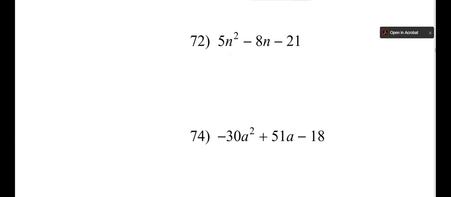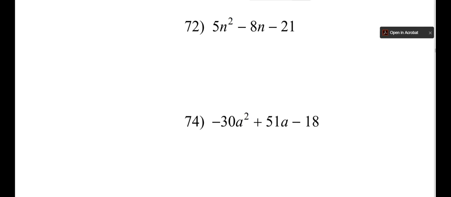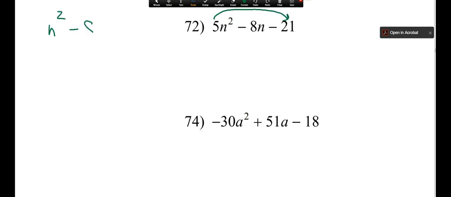Okay. Does number 72 have a greatest common factor? Is there any number that goes into 5, 8, and 21? I don't think so. You're right. So this is a Berry method candidate. Okay, so let's see if we can practice this. So first I'm going to take the 5 times the 21, and that's going to give me n squared minus 8n. What's 5 times 21? Or negative 21? 105. Okay, all right.